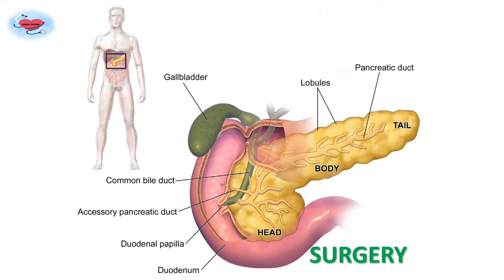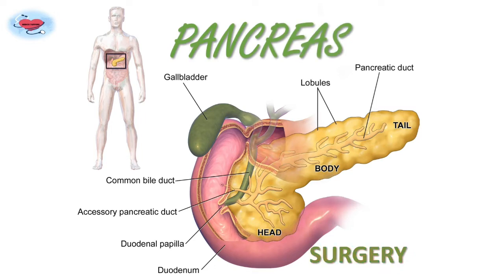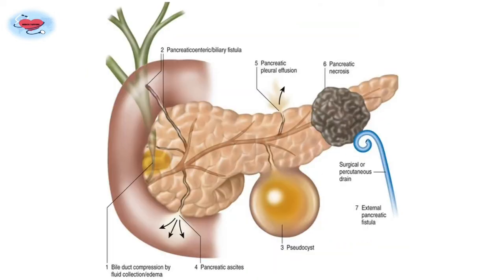In this video, we will be discussing surgical conditions of the pancreas. These are the conditions we are going to discuss: mainly cystic diseases of the pancreas, fistula, pseudocyst, ascites, some pancreatic abscess and pancreatic fistula and some other things, except pancreatic tumors and pancreatitis. Pancreatitis and pancreatic tumors we will be discussing in the next videos.